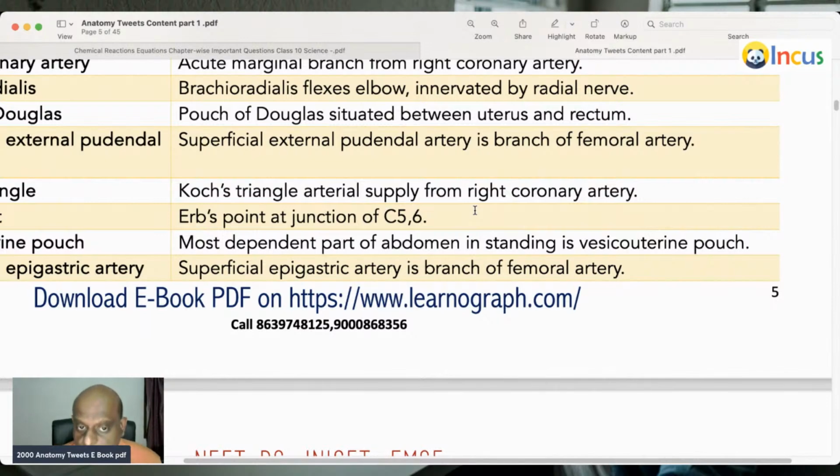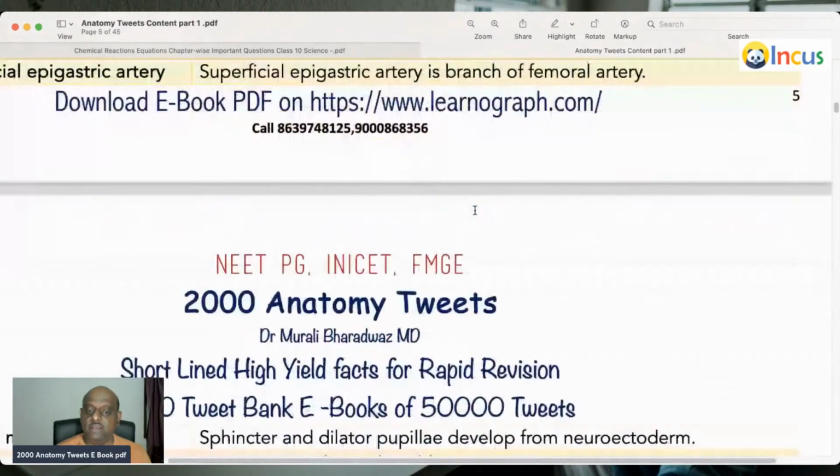So, superficial epigastric artery, it is a branch of the femoral artery.